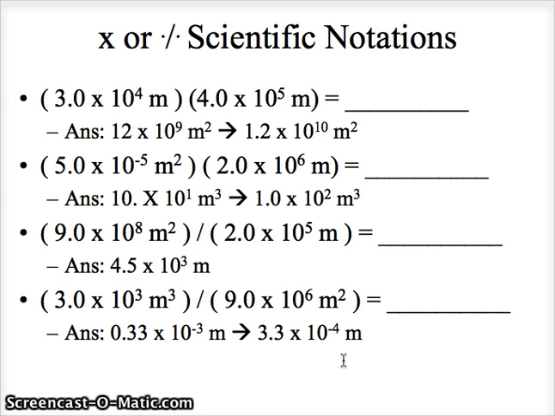Same thing for the fourth bullet, and just work through that, and the answers are given to you, so you're able to check your answers. That's pretty much it for scientific notation. If you have any questions, please ask on Tuesday, and we'll definitely try to do this a little bit more sequentially during class time.